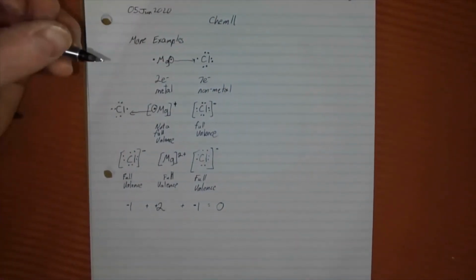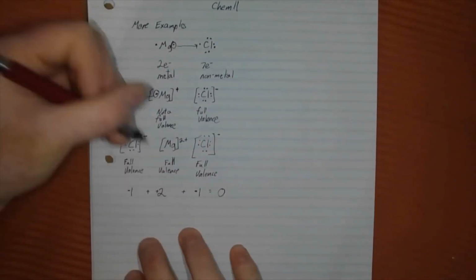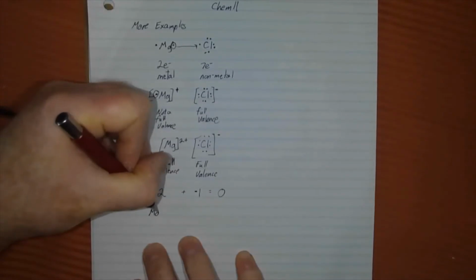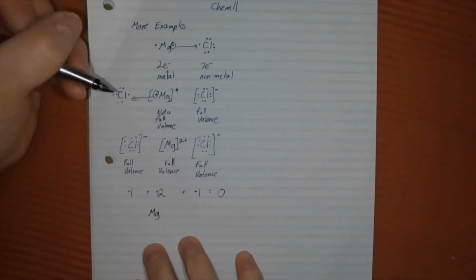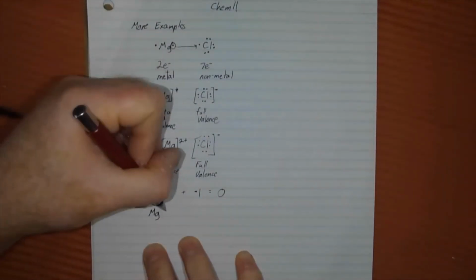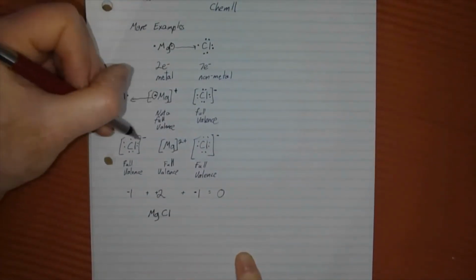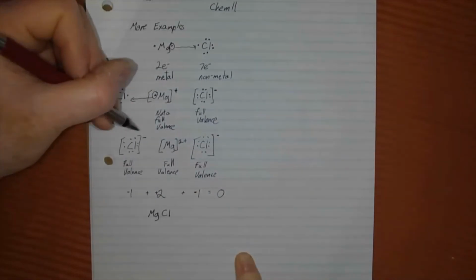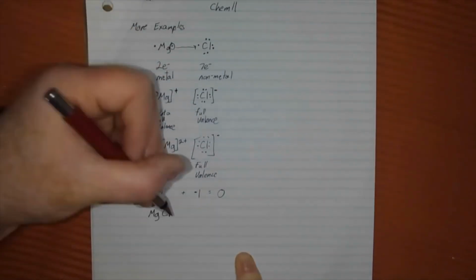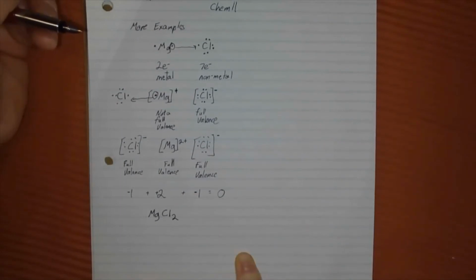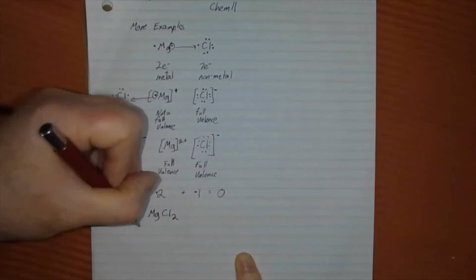Now we need to write the formula for the compound. So when doing formula writing, we're going to write the metal first, Mg. And then we're going to write the nonmetal, Cl. But we have to identify how many Cl's we have. We have 1, 2. And you identify the 2 Cl's with a subscript number indicating how many. So MgCl2.